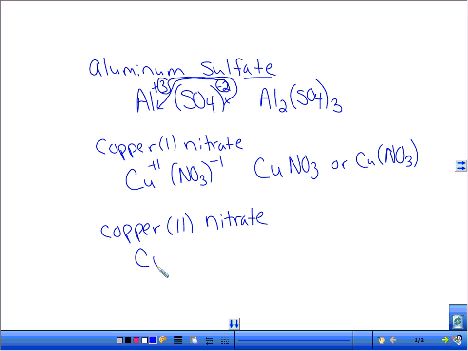Now copper 2. This time it's a +2. Nitrate is a -1.